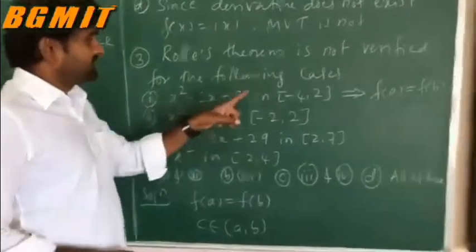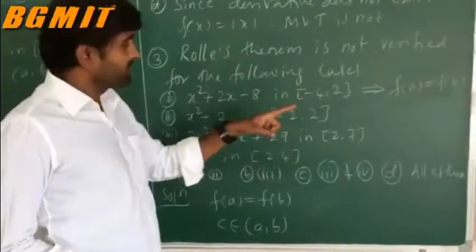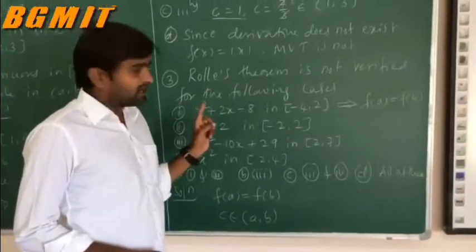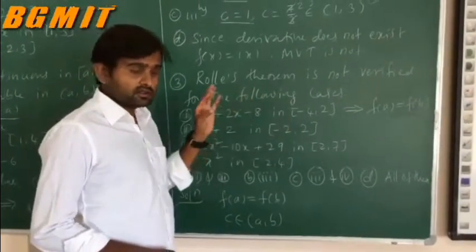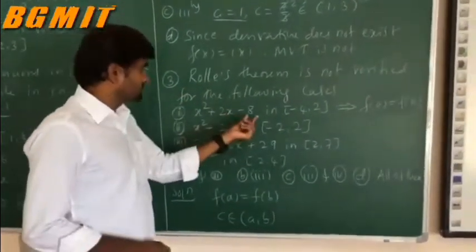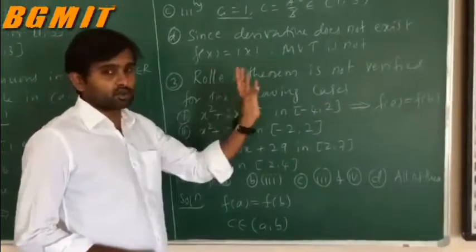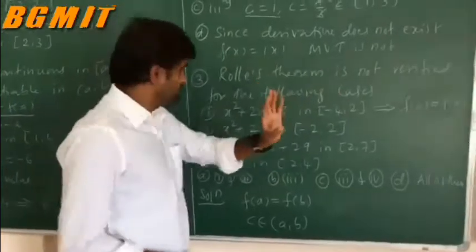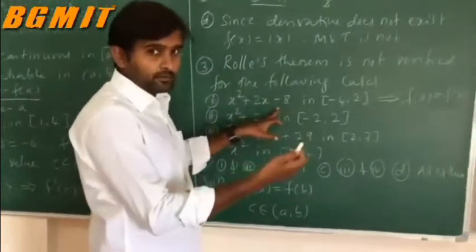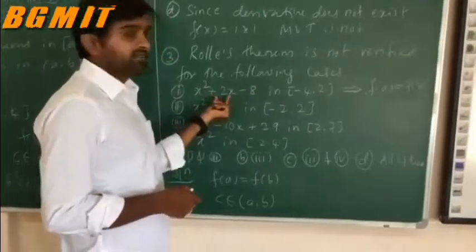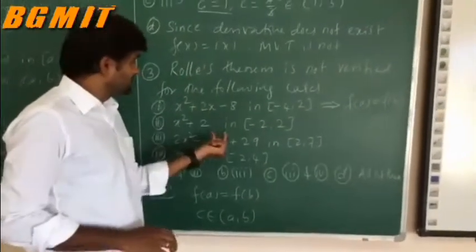Again find f of a and f of b. At least one c value should be in the open interval a comma b. Then find the c value. If c is in this range, then Rolle's theorem is verified.